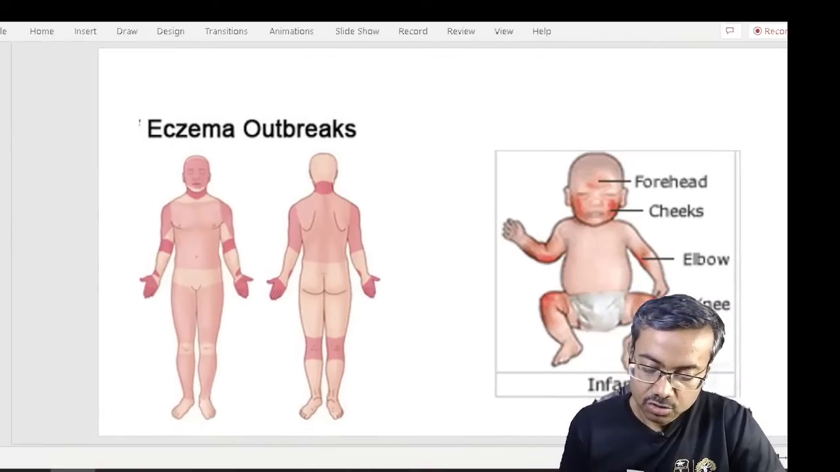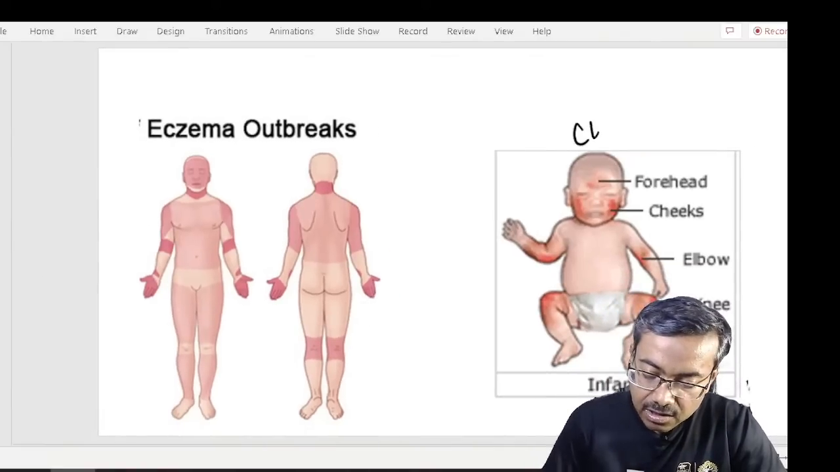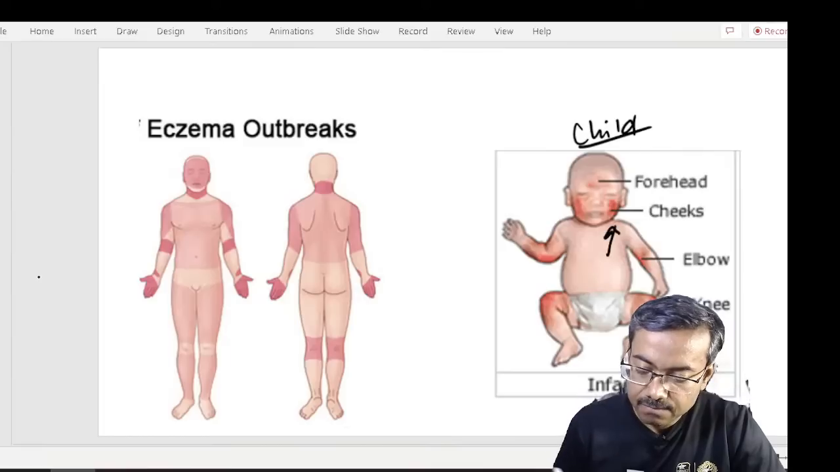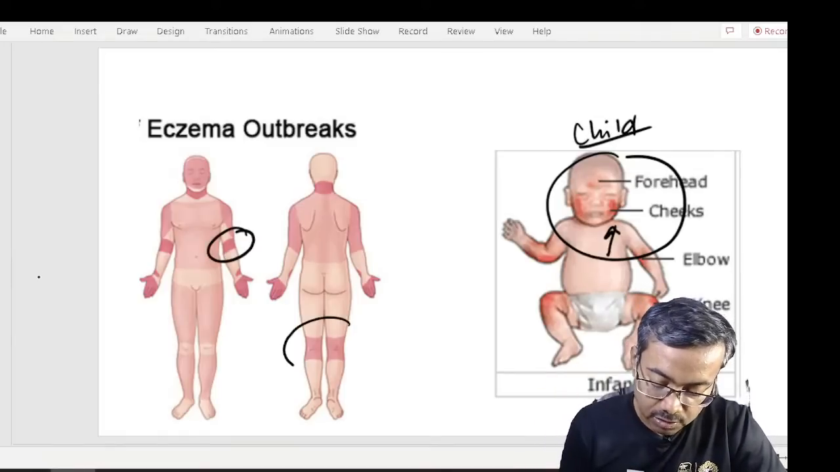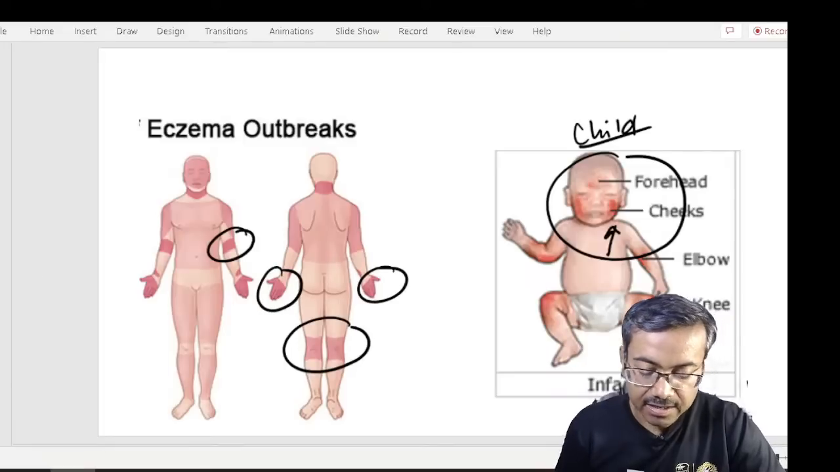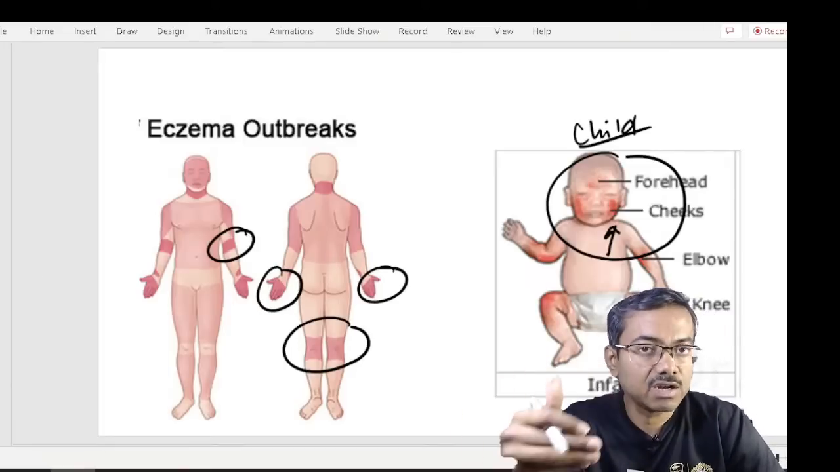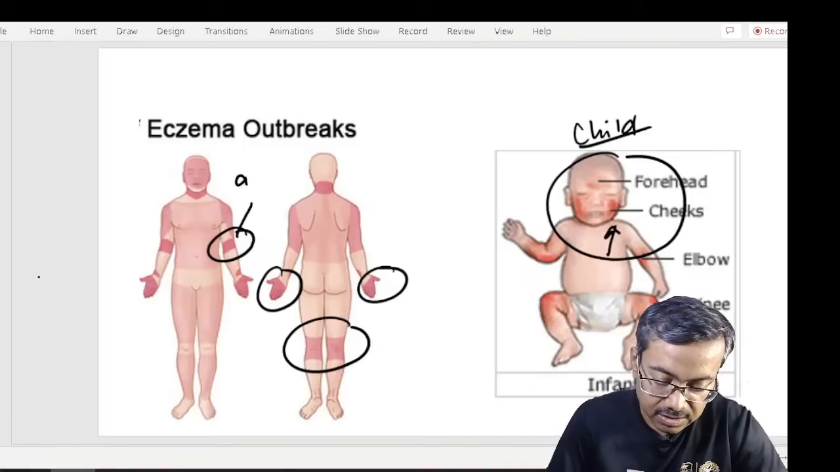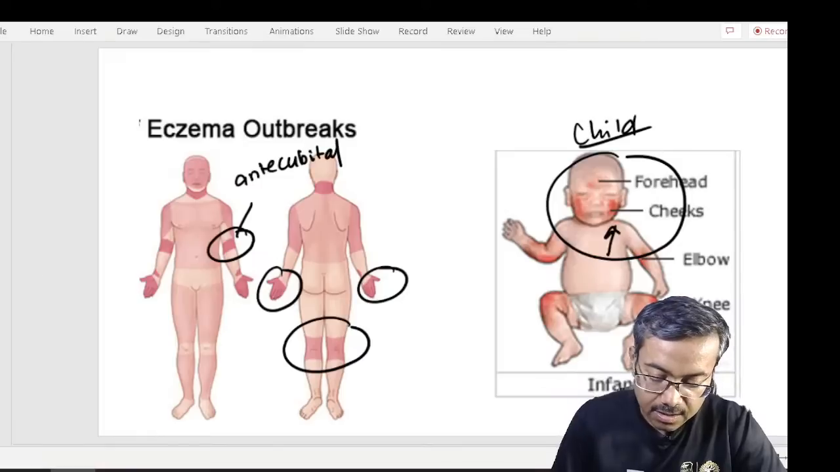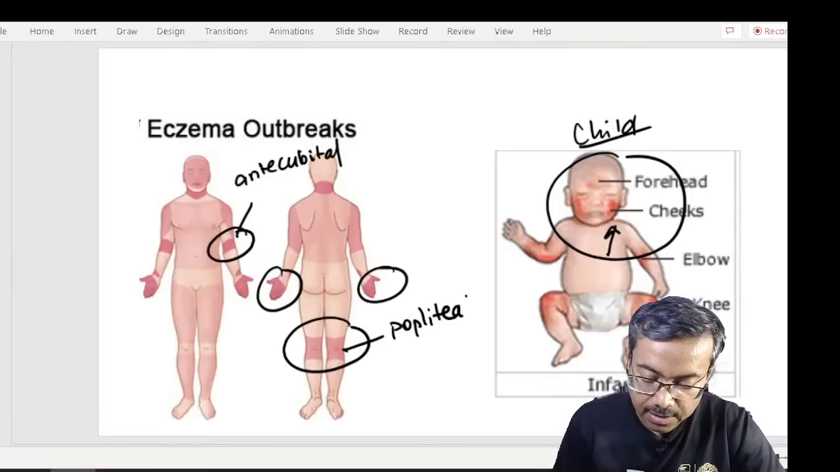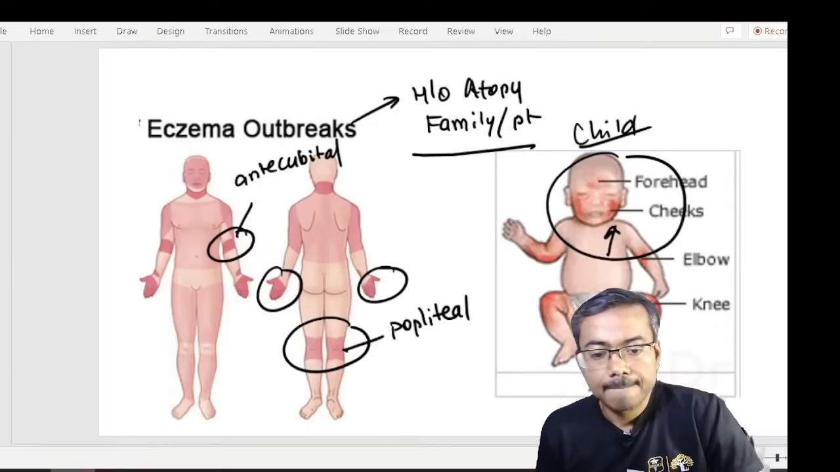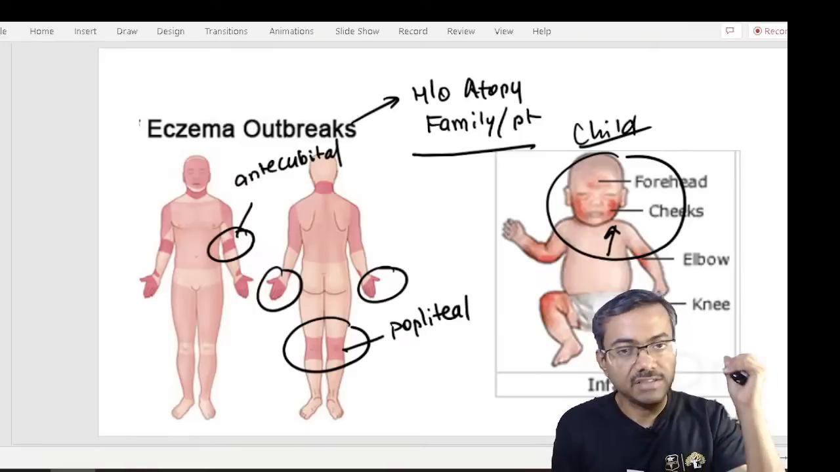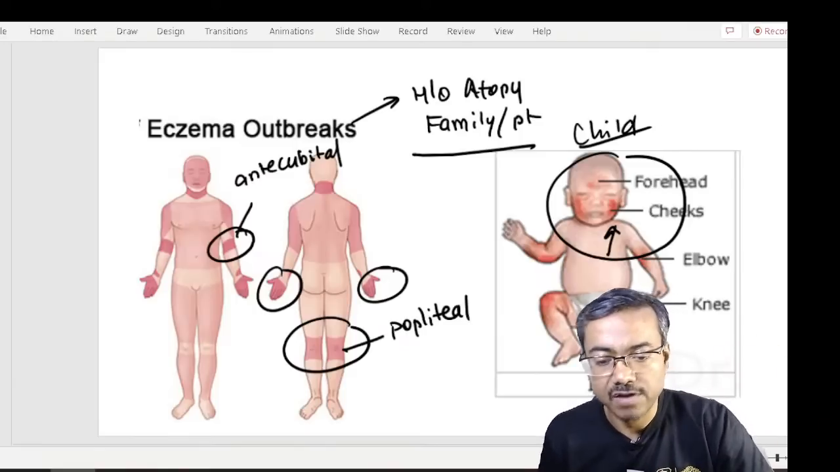Now, this is just to show you the images. Typically in children, it will come on the cheek. That is the classical site, so remember the cheek area for children. And for adults, it's the folds. Sometimes even the hands can get involved, but it's the folding areas, the front of the elbow, antecubital fossa, and the popliteal fossa in adults. Usually there will be a history of atopy in the family or the patient. Vitamin A deficiency would be on the extensors, on the elbows, not on the flexures.